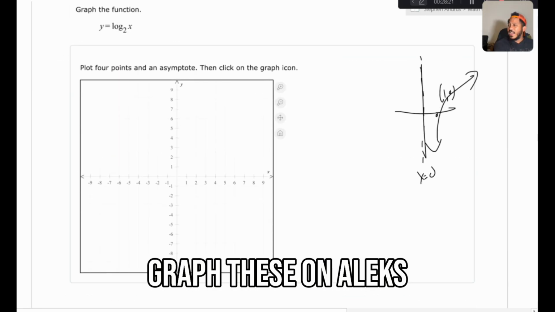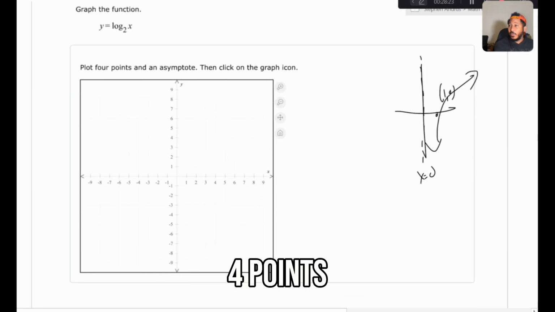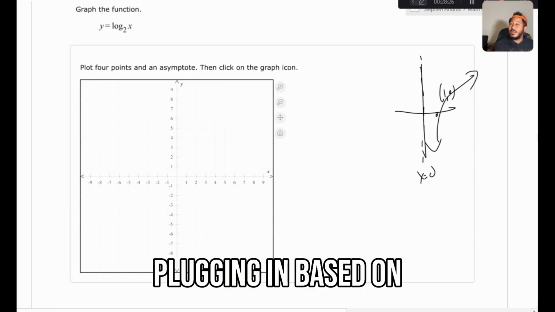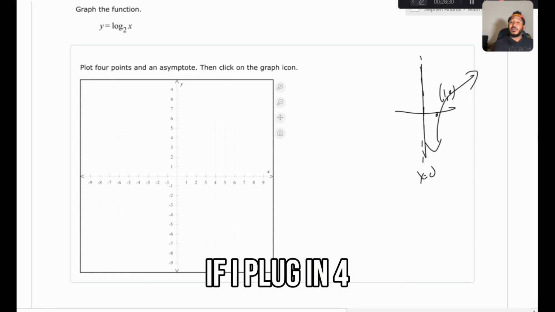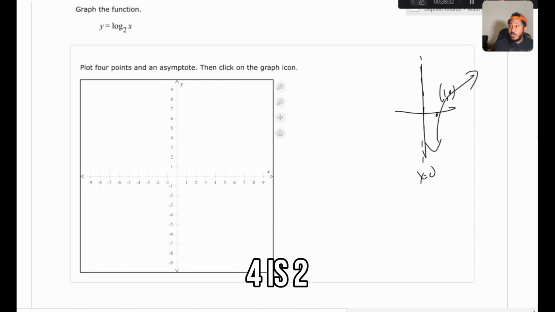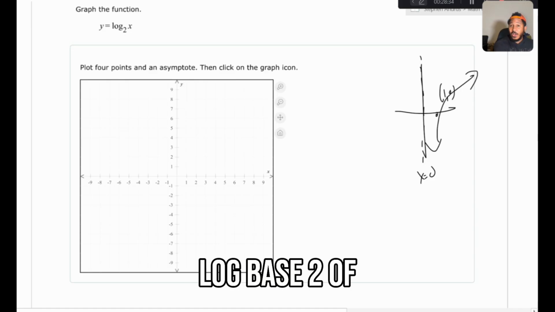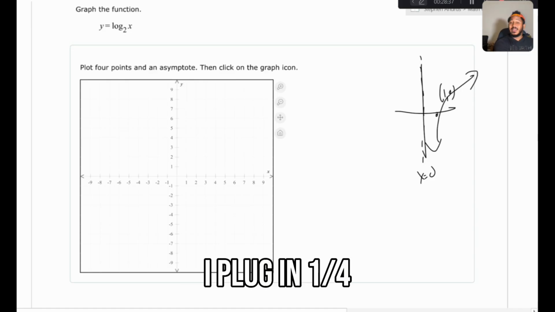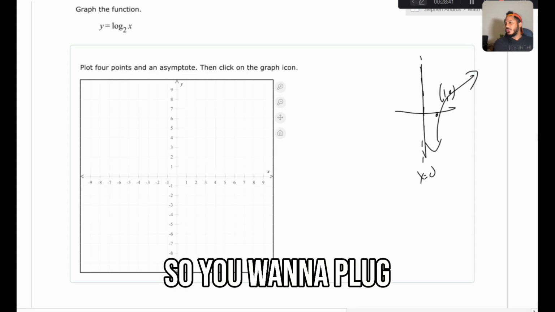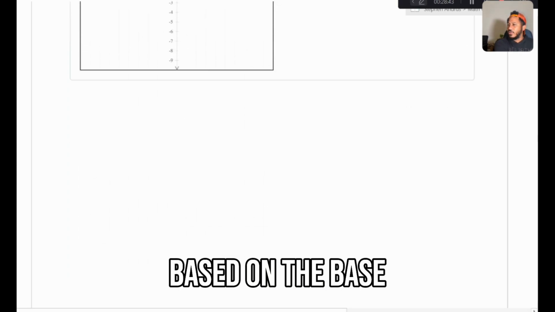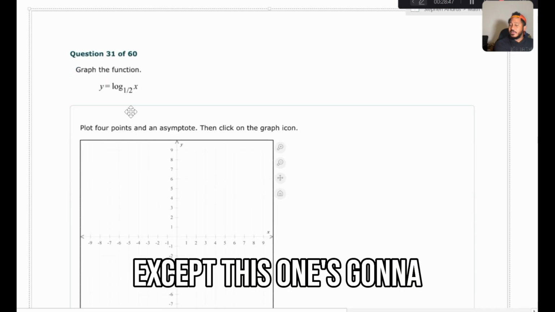And how we want to graph these on Alex is, it says plot 4 points. We want to base the points that we're plugging in on this base. So if I plug in 2, log base 2 of 2 is just 1. If I plug in 4, log base 2 of 4 is 2. If I plug in 1/2, log base 2 of 1/2 is -1. If I plug in 1/4, log base 2 of 1/4 is -2. So you want to plug those numbers in based on the base. And then similarly here, except this one's going to be a decreasing function.